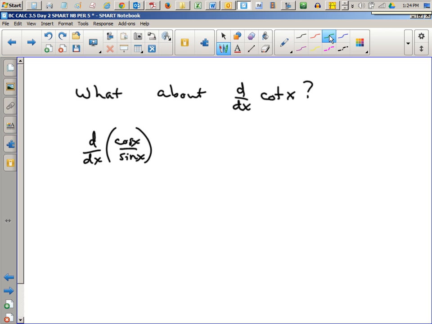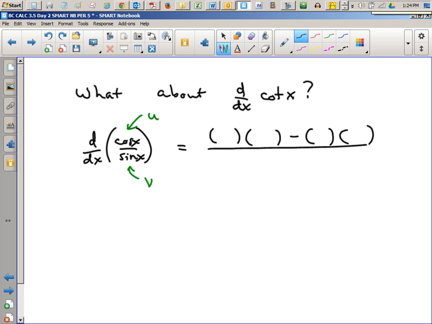So your top function is cosine, your bottom function is sine, and if you run low d high minus high d low all over low squared on that, you'll be basically doing v u prime minus u v prime all over v squared. So let's just try it out here real quick. Maybe you can fill in the blanks. I'll give you a couple seconds. See what you come up with.